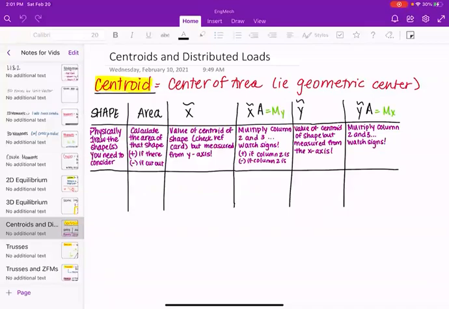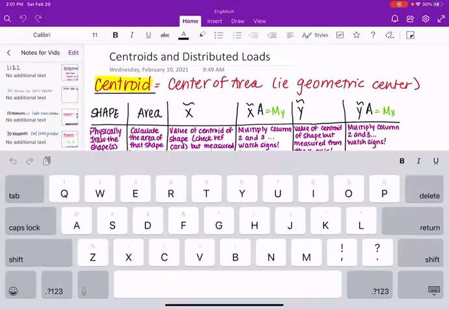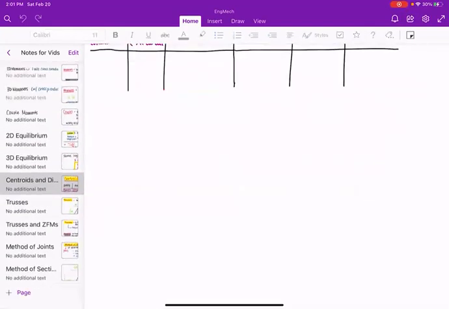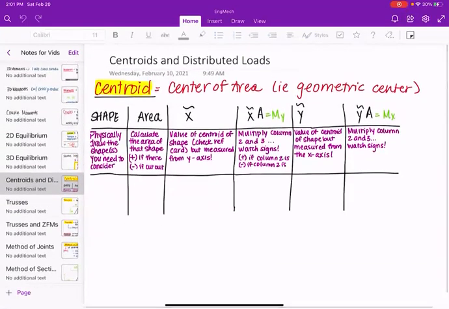All right, in this video, we're going to be going over centroids and distributed loads.